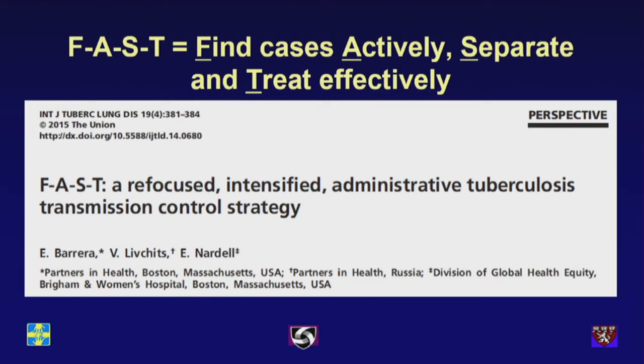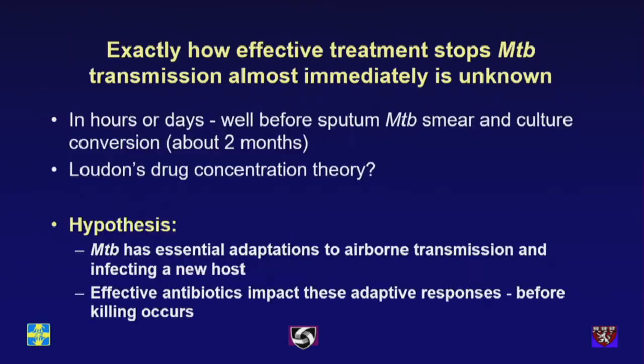So this we call FAST, find cases actively, active case finding in the hospital, separate and treat effectively. So that's one use. But exactly how this stops, again, is not clear. An updated hypothesis, I would say, is that MTB has essential adaptations, as Carolyn pointed out, to airborne transmission and infecting a new host. And effective antibiotics probably impact these adaptive responses before killing occurs. Some effects that we don't know. So the question is, how could we study this?